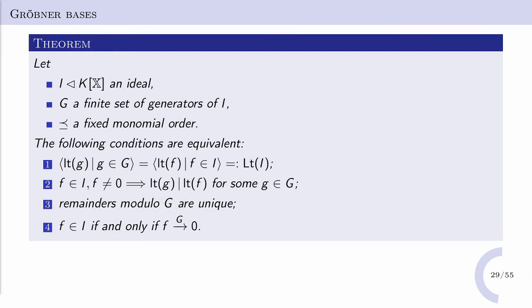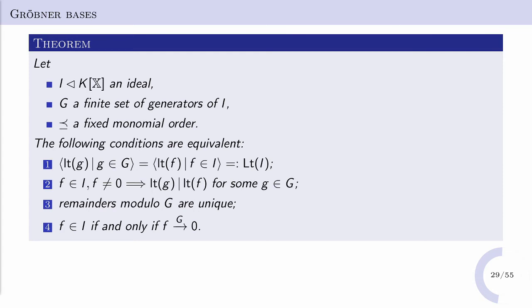So what we have to do to check this condition directly would be to check all the remainders of all the polynomials in our ring of multivariate polynomials, but there are infinitely many of them. So it is not possible to check this condition directly in finite time.